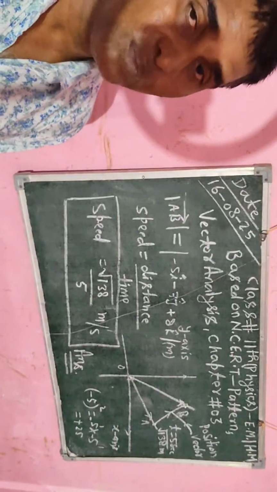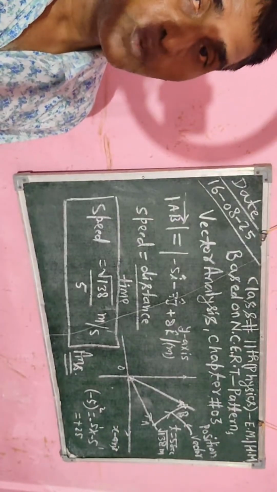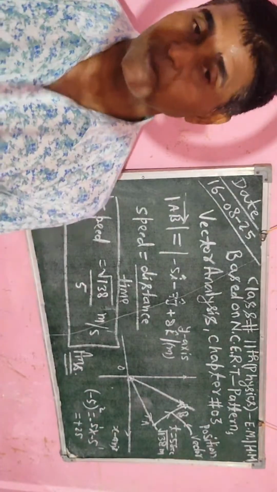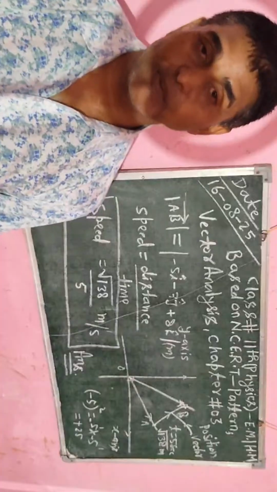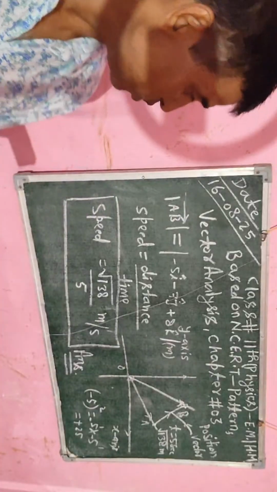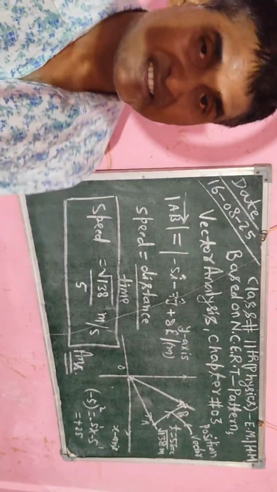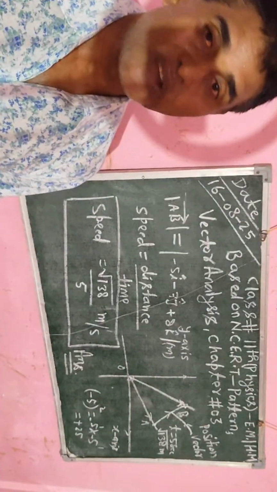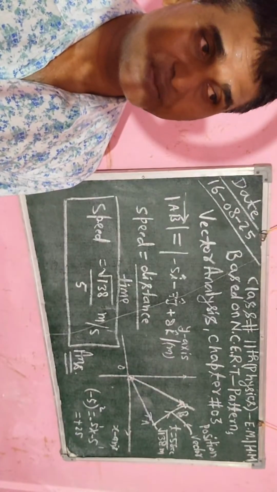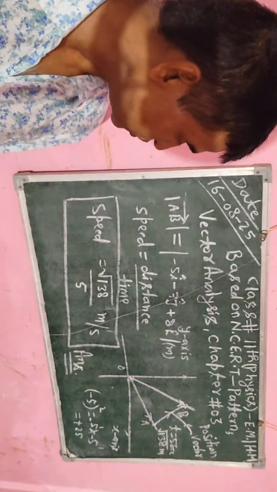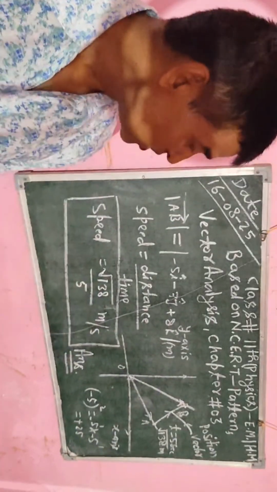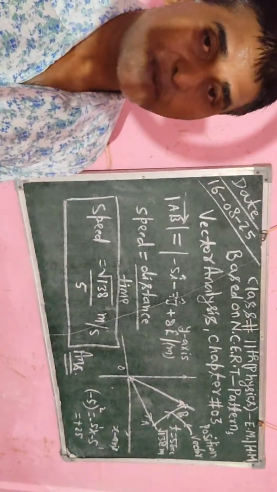The next concept I will also explain: if two vectors are given, how we will take their summation, how we will take their difference, and how we will get the angle between these two vectors. I will explain that information.